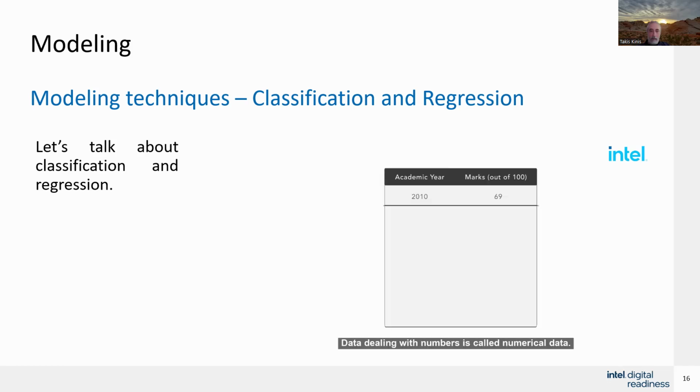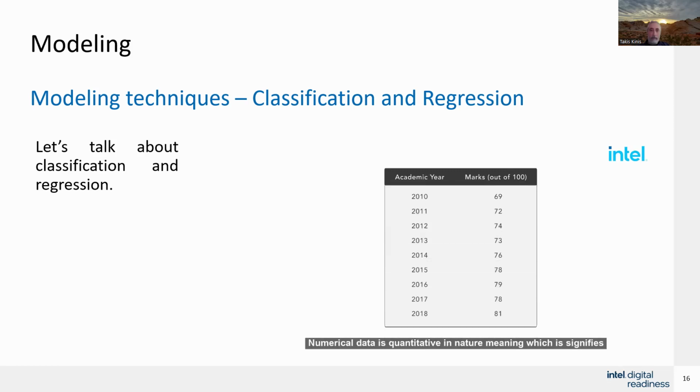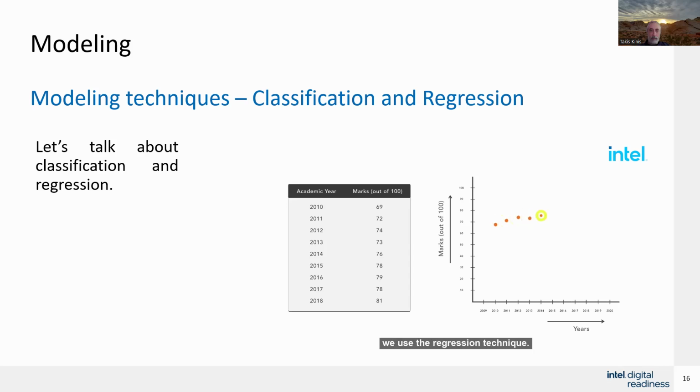Data dealing with numbers is called numerical data. Numerical data is quantitative in nature, meaning that it signifies a measurement or a quantity. For such kind of labeled data we use the regression technique. Let's say we have the marks obtained by a student over the years. Based on this we can predict what the student is likely to score in the coming year. This kind of technique used for predicting some quantitative value is known as regression.